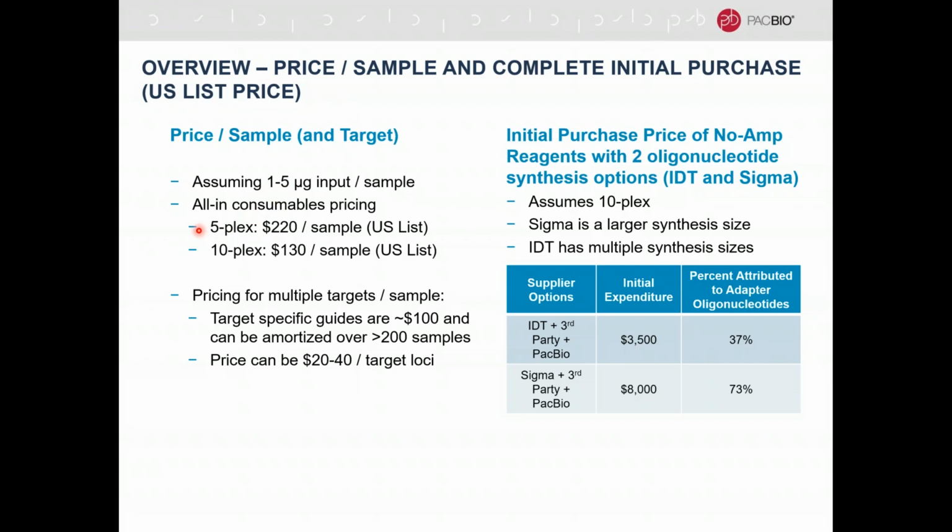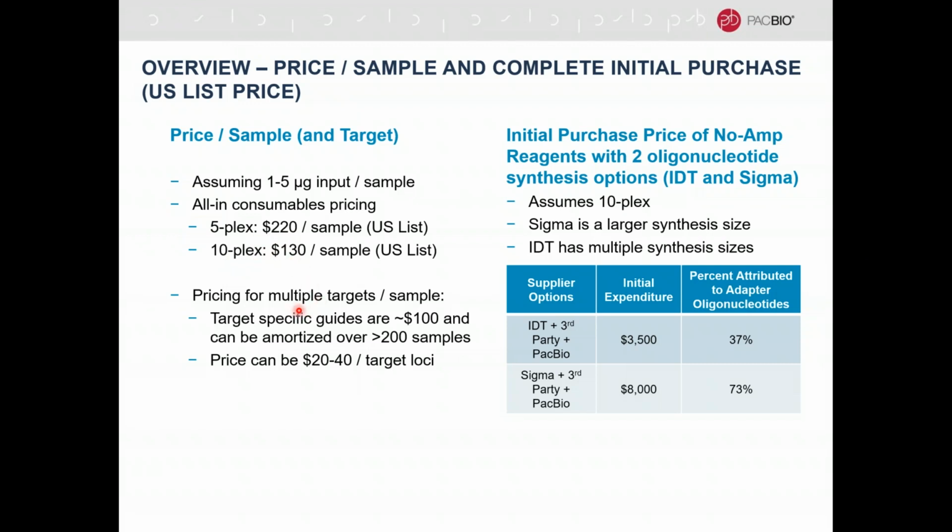this is all in consumables price, both third-party reagents and PacBio sequencing reagents. If you do about a 5-plex, 5 different samples, and then you can do multiple targets, but 5 samples, the US list price is about $220. If you double that to a 10-plex, it's about $130 per sample.